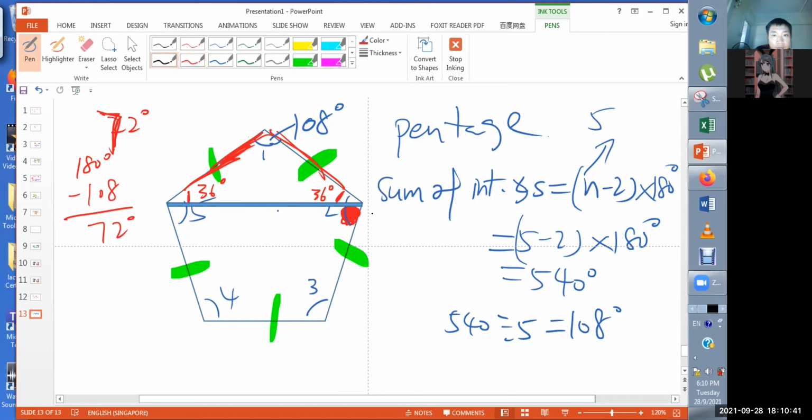So this whole thing is 108 minus 36. Very good, 72. So that means next time, if this question comes up, you should be able to get it. Very, very good. That means what I talked about just now, you have already grasped the concept. That's what I want to see.